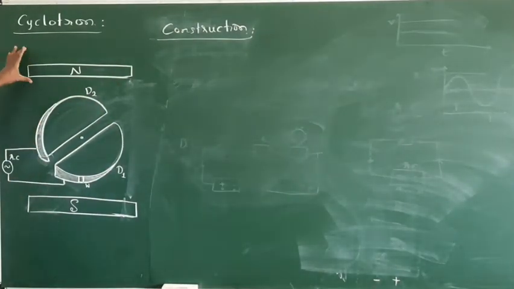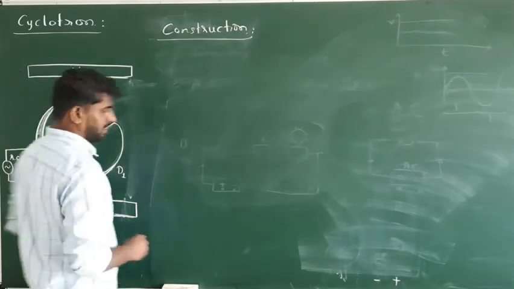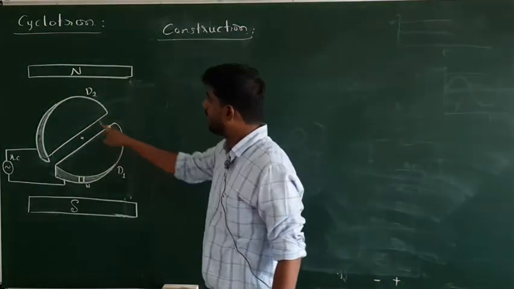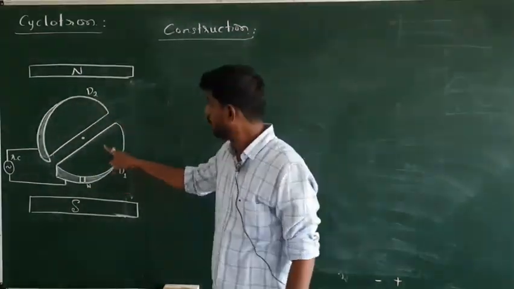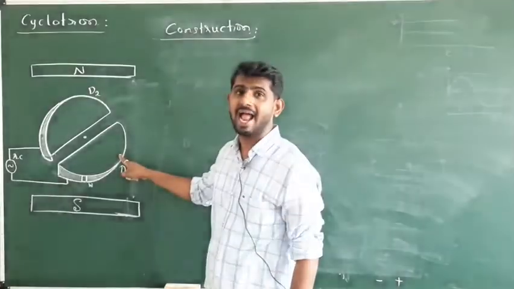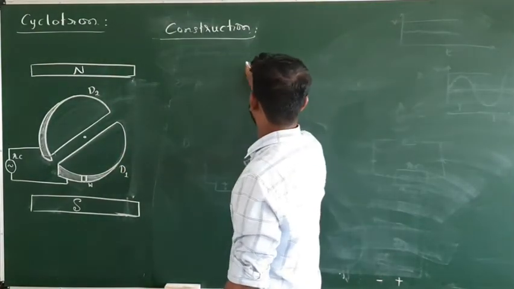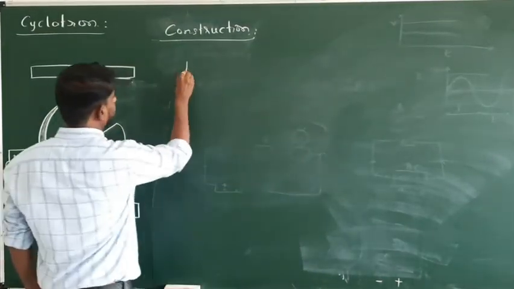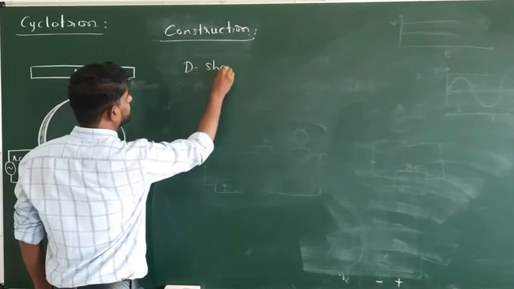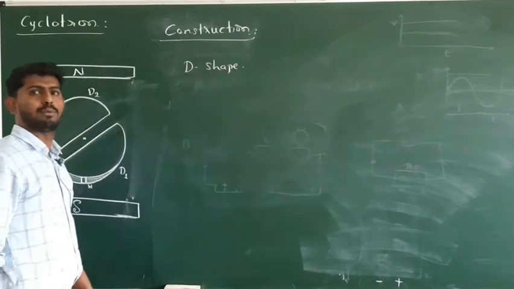Okay, so in this diagram, you see there are two metallic blocks and they are in D shape, English letter D shape. So there are two boxes like this.